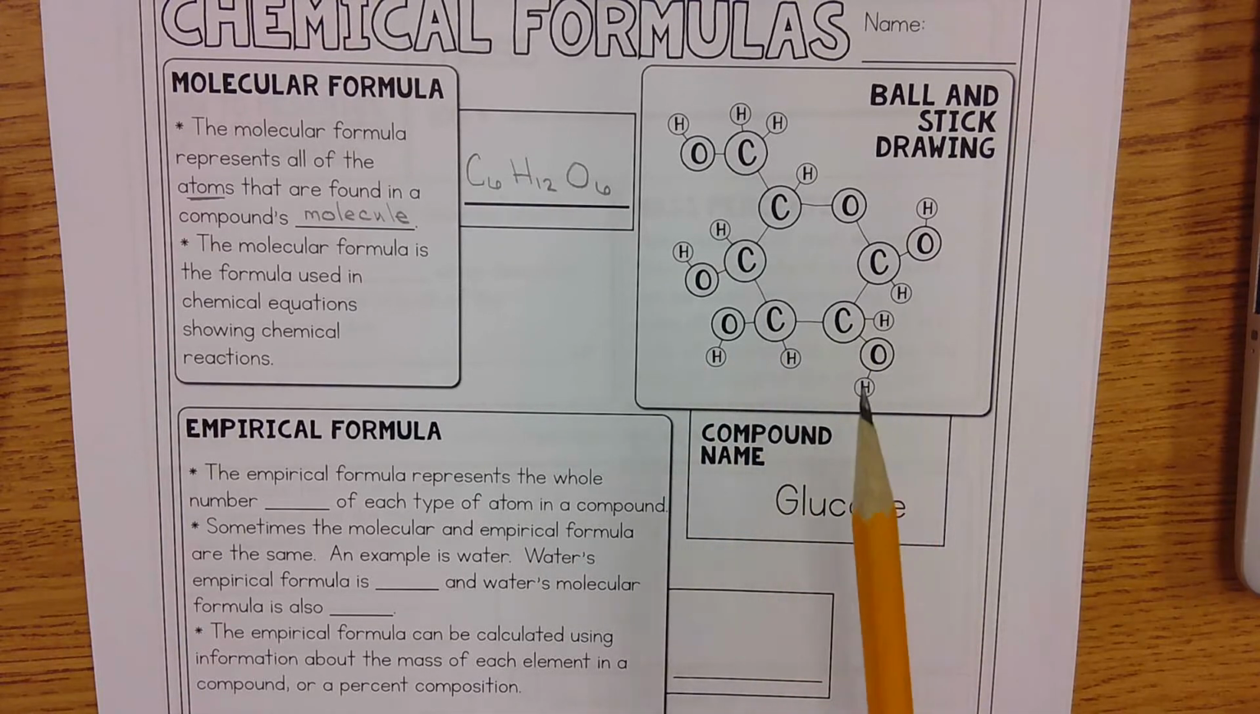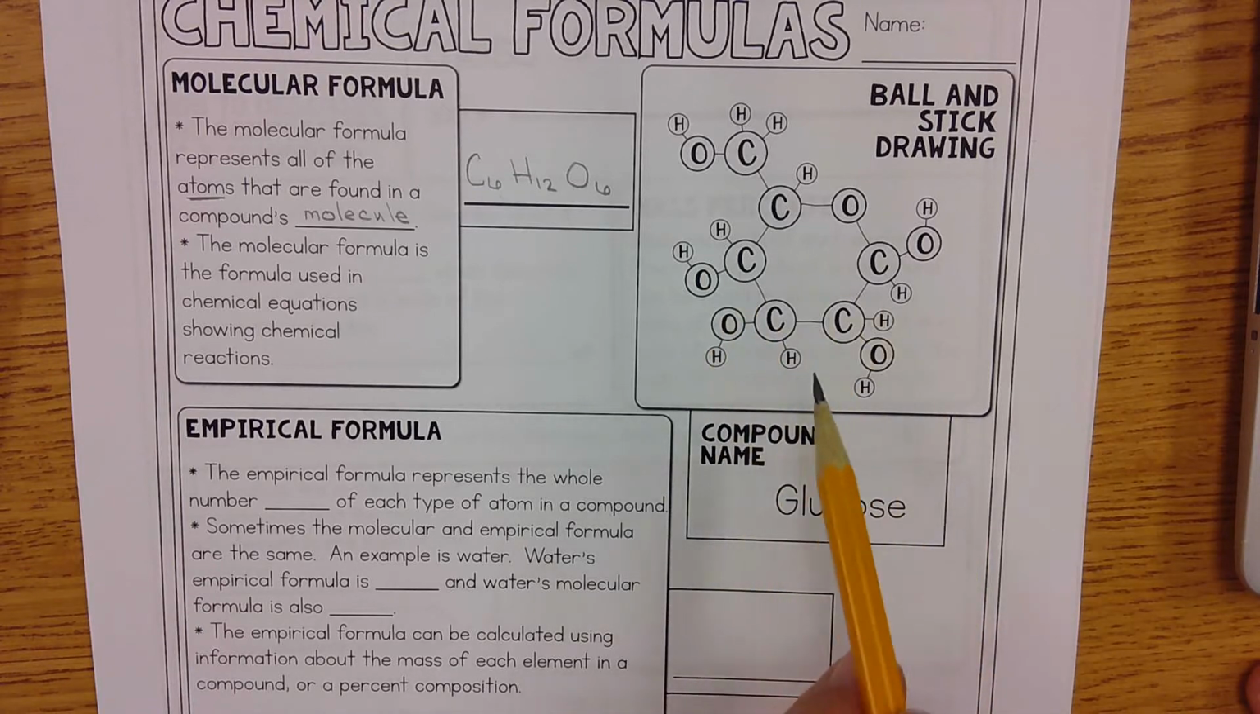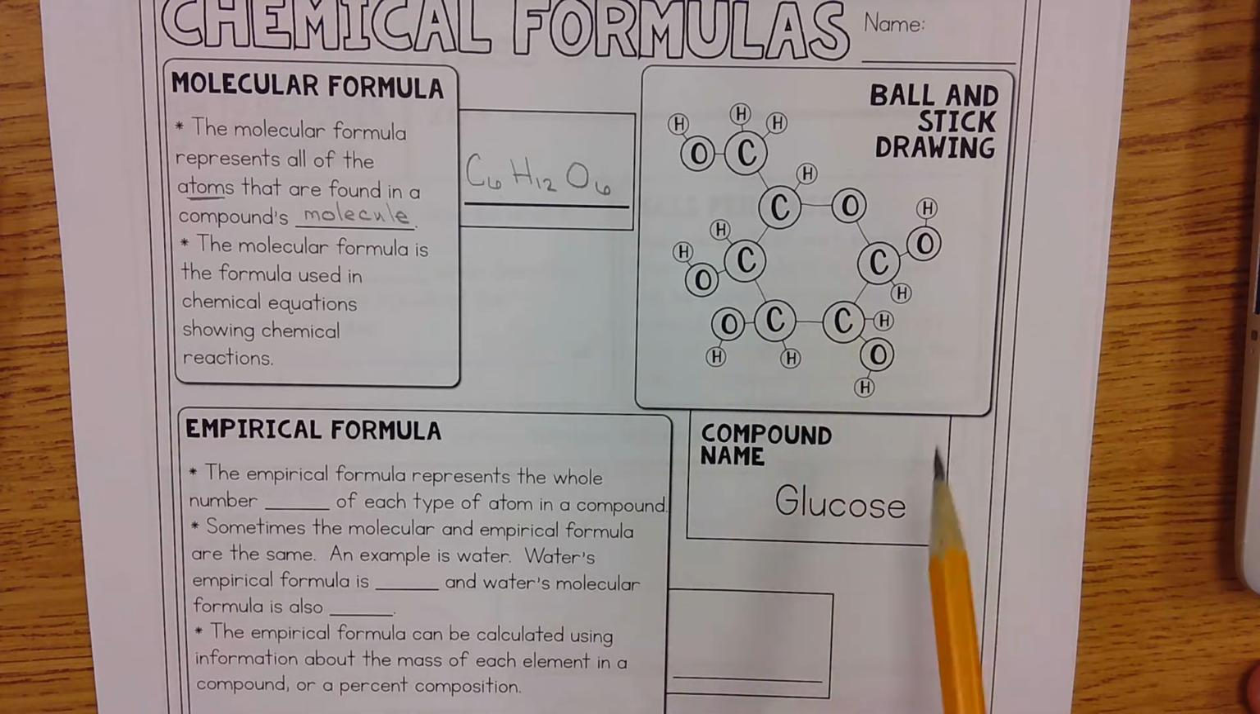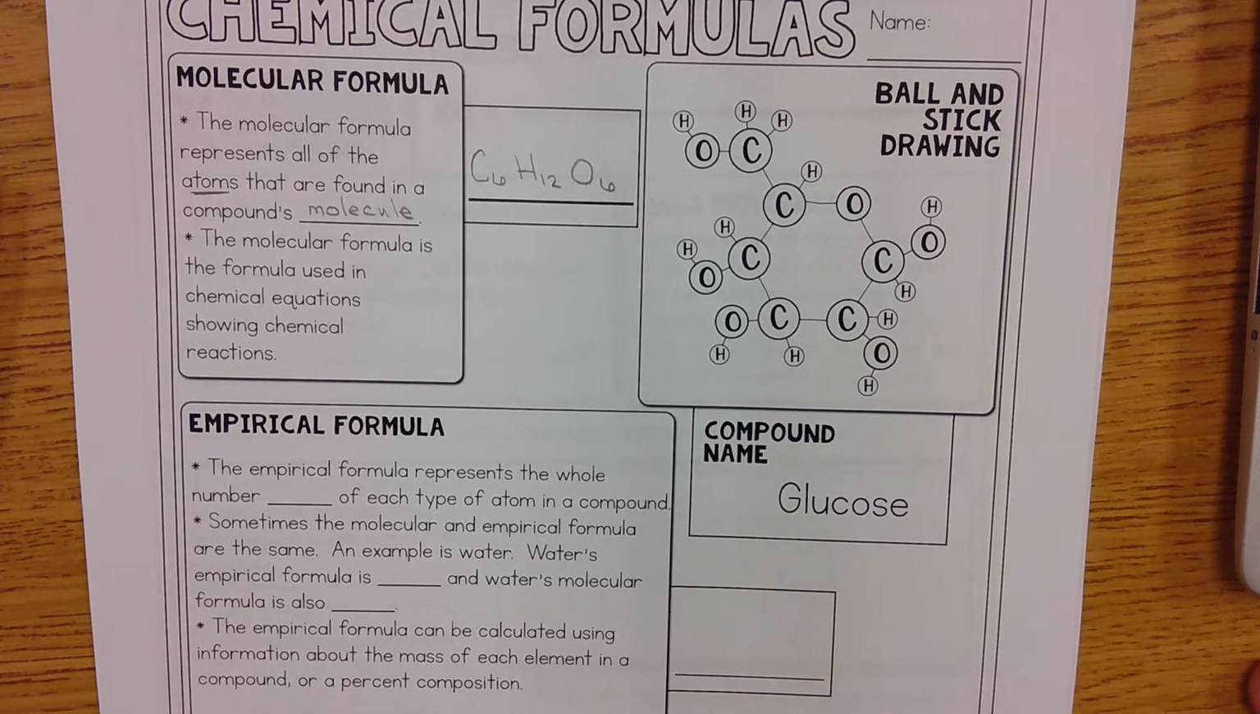The ball and stick drawing shows also the way in which those atoms are all arranged. You can see these are arranged in a circle with some of the other ones just branching off from that circle. But that's what glucose looks like in a ball and stick drawing. Of course, the name we've already talked about.